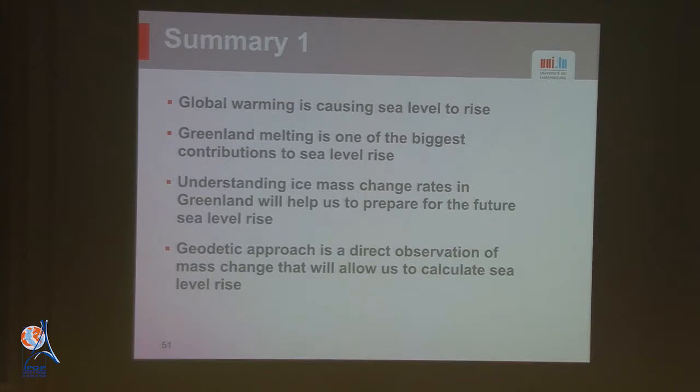So I'm already at the summary. 53 slides. So we know global warming is happening and it's causing sea level to rise. Greenland melting is one of the biggest contributors to sea level rise. And we know we can't stop sea level rise, but certainly having a better understanding, better observations, and a better quantification of what's happening in Greenland will allow us to predict where and how fast sea level is going to rise.